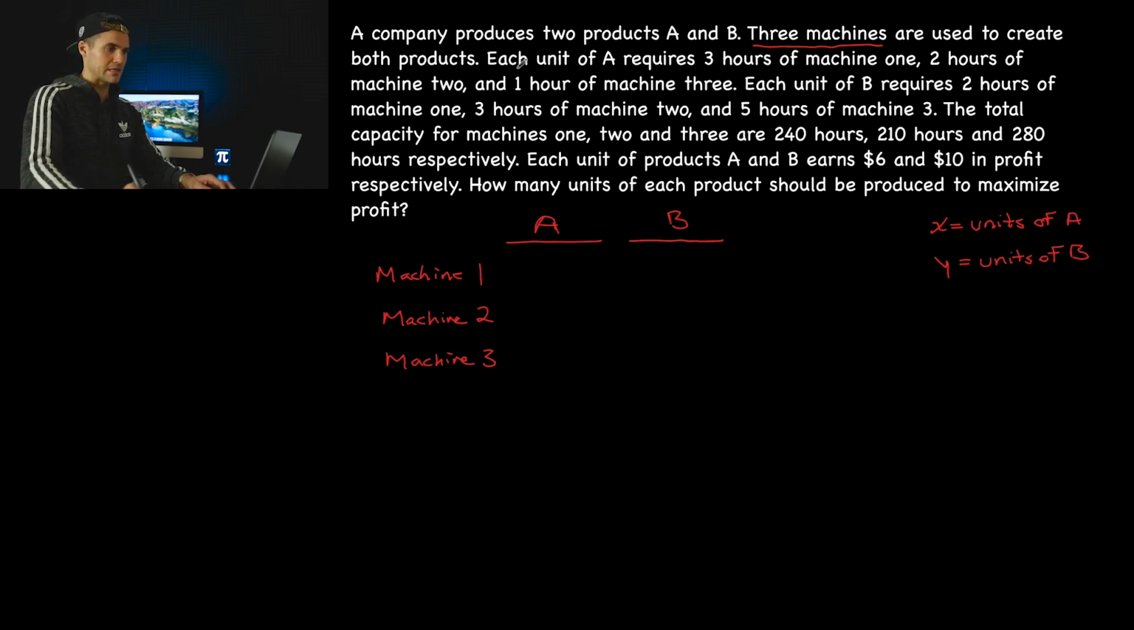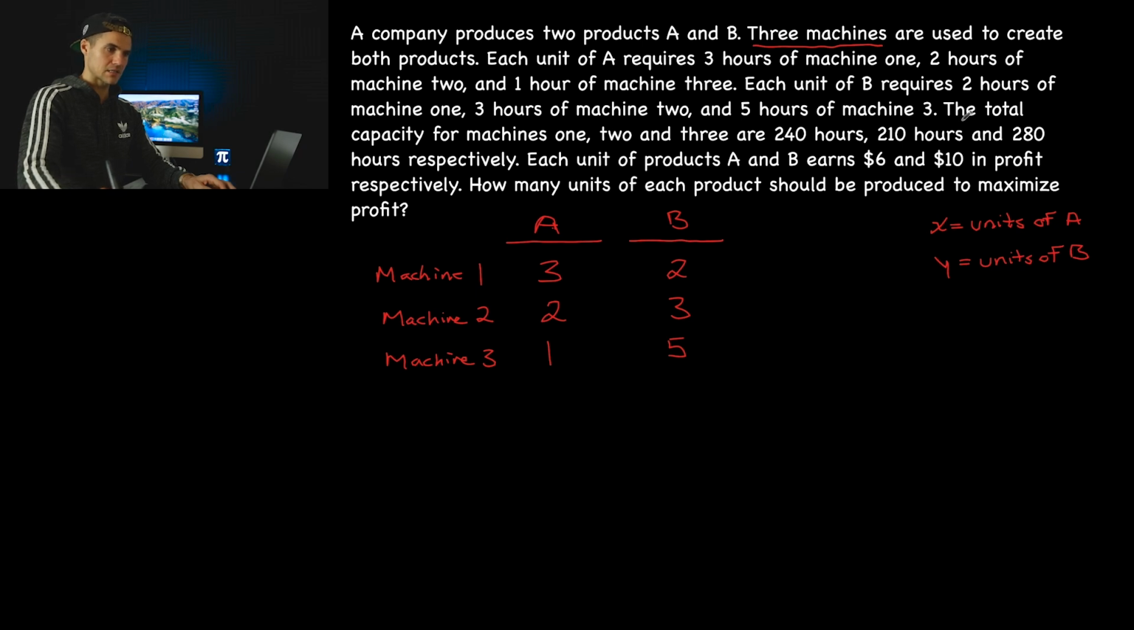Okay, each unit of A requires 3 hours of machine 1, 2 hours of machine 2, and 1 hour of machine 3, like that. Each unit of B requires 2 hours of machine 1, 3 hours of machine 2, and 5 hours of machine 3.